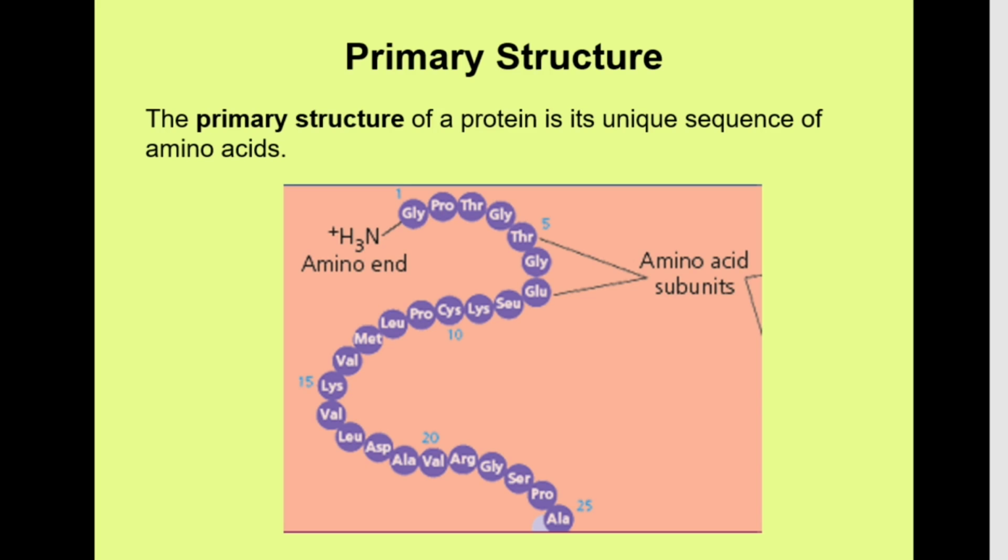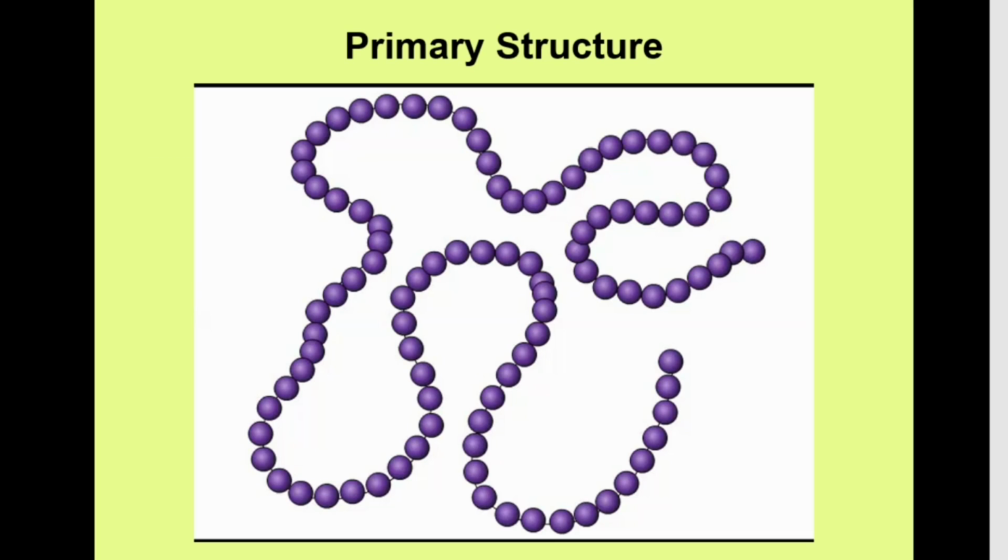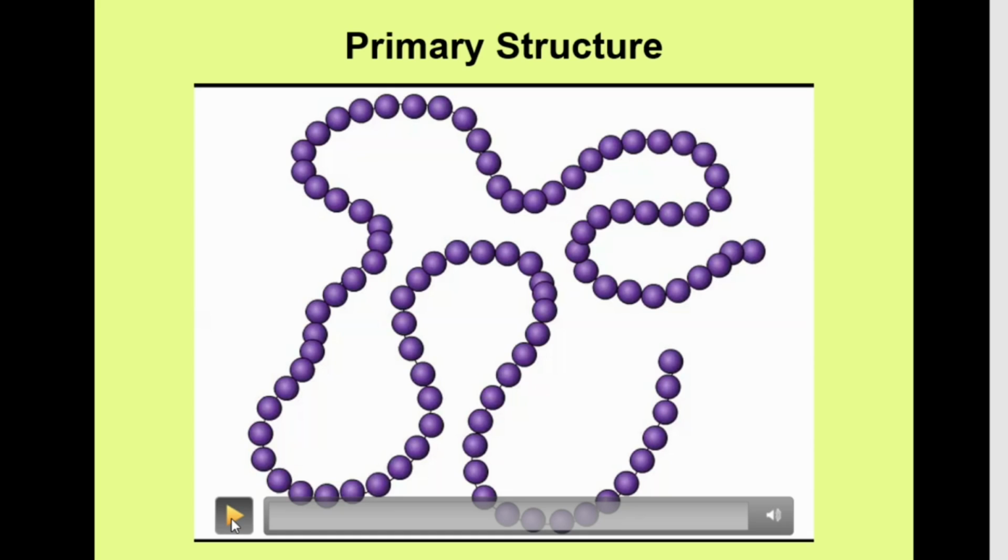The primary level of structure then is this unique sequence of amino acids, and that will ultimately determine how the protein will coil and twist and fold into its three-dimensional shape. So I'm just going to show you this animation now to go back over primary structure.